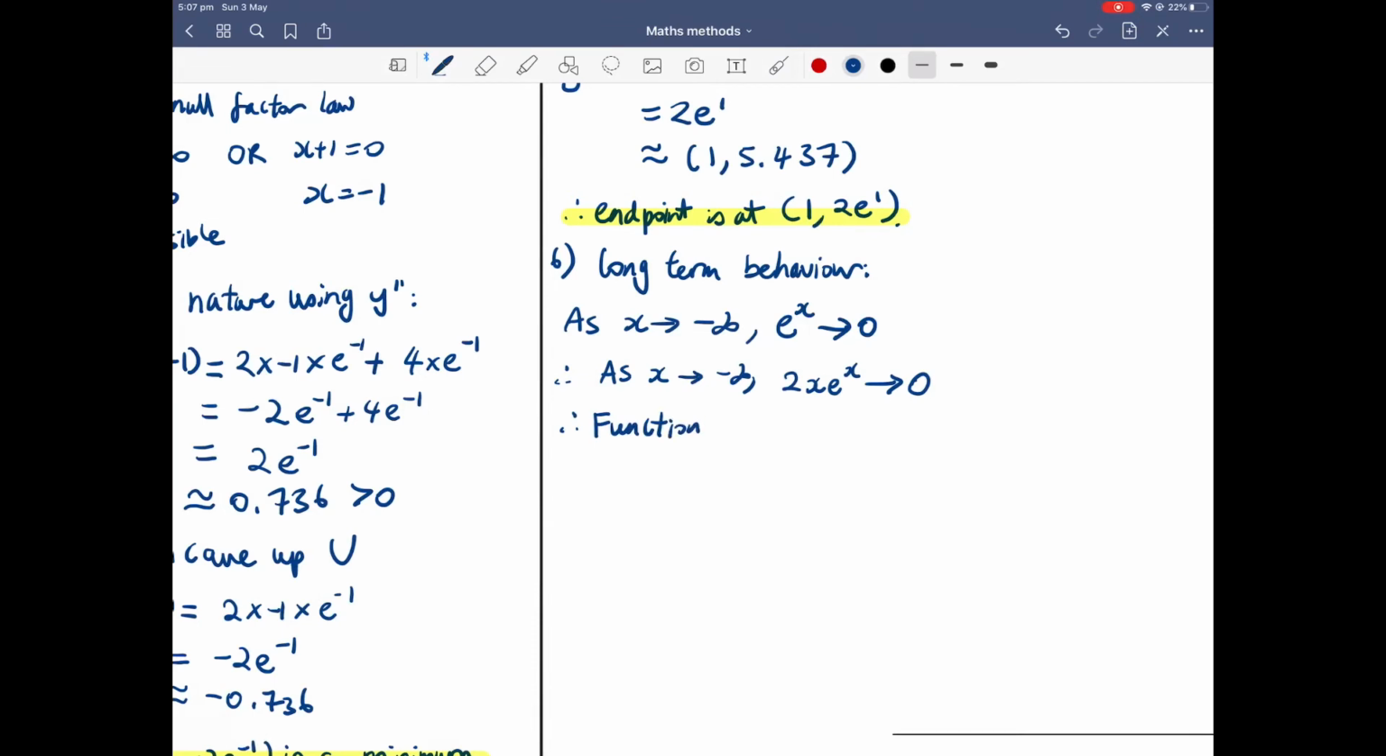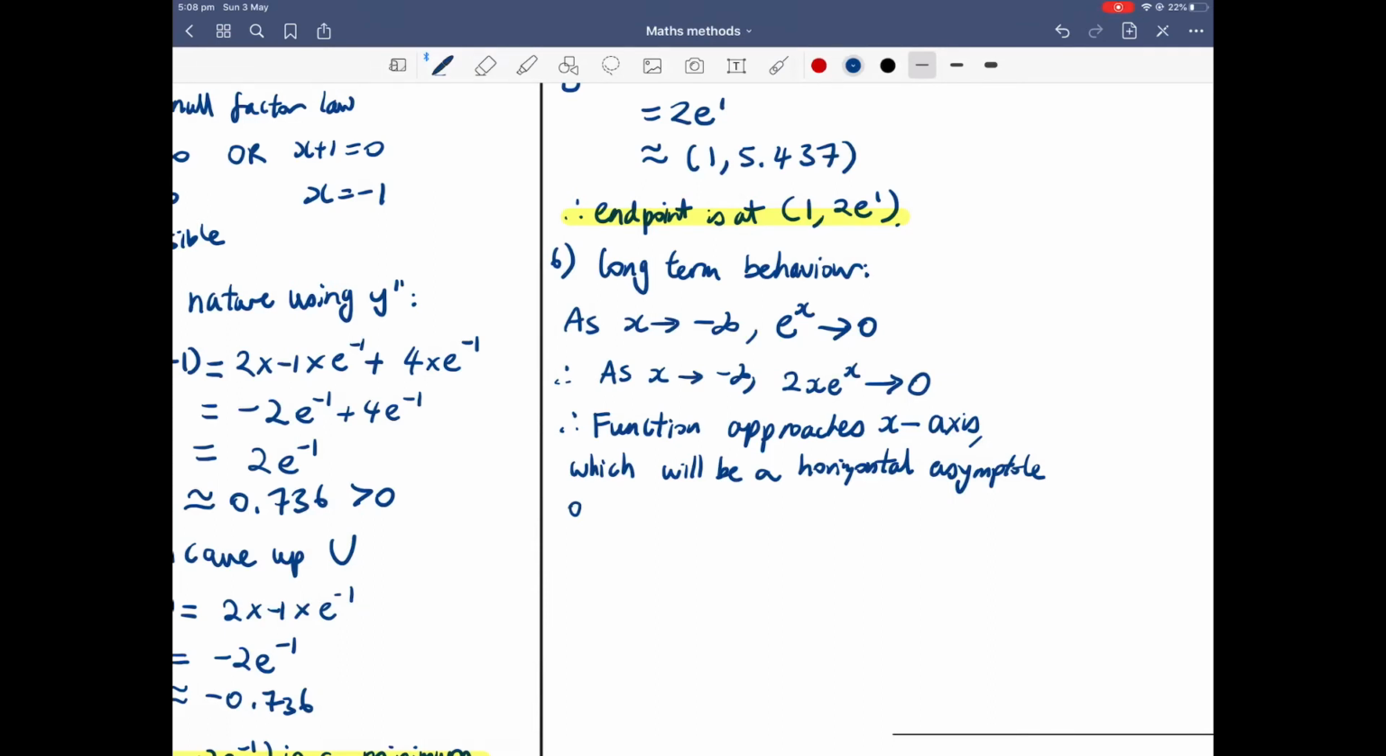So therefore, the function approaches the x-axis because the y value is approaching 0. The x-axis will be a horizontal asymptote on the left side of the graph, because we're considering when x approaches negative infinity.